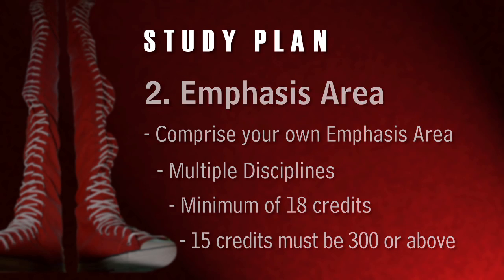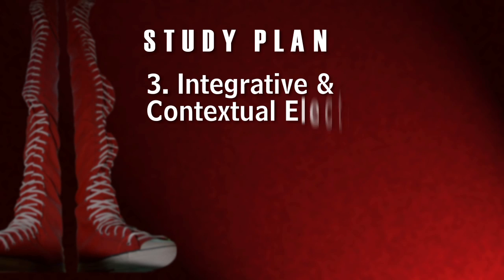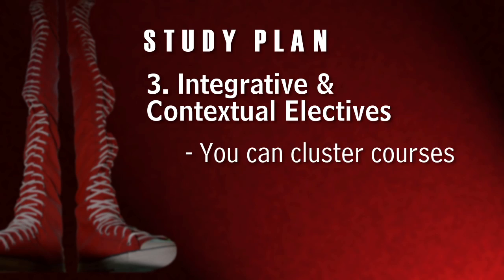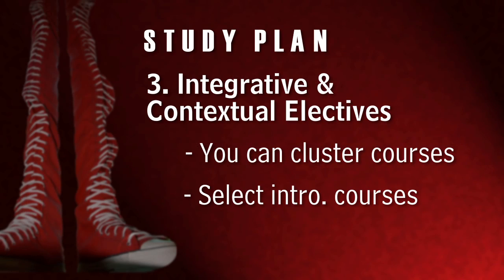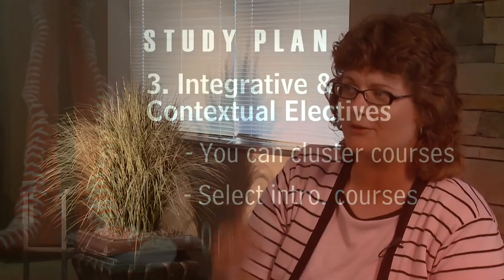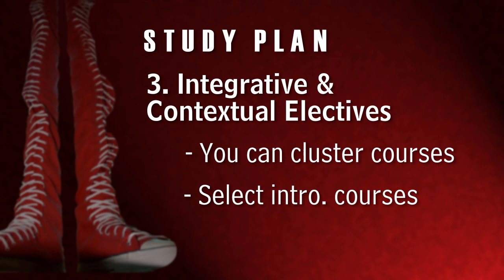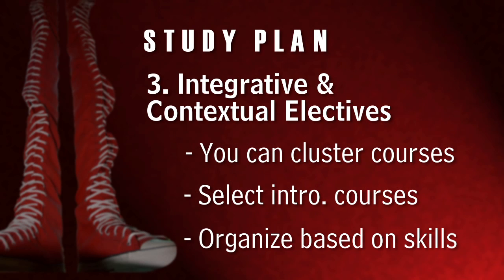The third main area is the integrative and contextual electives area, and students use this area in a number of different ways. Some students put a cluster of courses that they've perhaps created from switching majors previously. Some students put a series of introductory courses on there, Intro to Social, Intro to Psych, Intro to Anthropology. Some students want that particular section to communicate a certain set of skills that they have, computer literacy, business exposure, something like that.